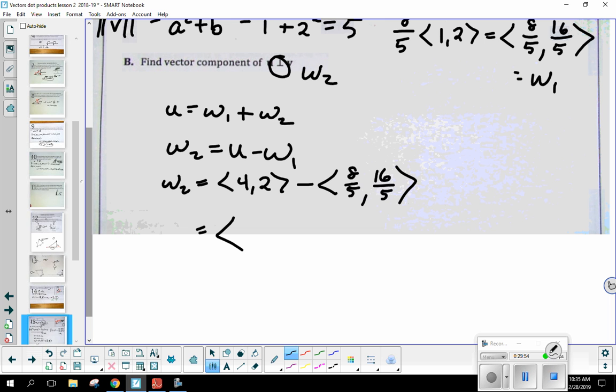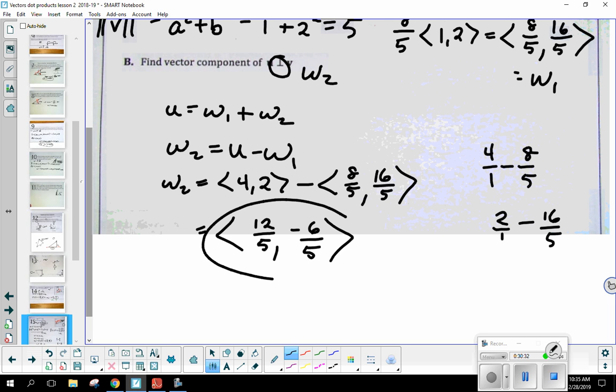This first one here, I'm going to need 4 minus 8/5. I'm thinking 20/5. So 12/5. There we go, because the common denominator would be 5. Now I need 2 and I'm going to subtract 16/5. So I'm going to change it to 2 over 1. What would be the equivalent fraction? Okay, so I'd end up with 10/5, and that would be negative 6/5. That should be the perpendicular component, W2.